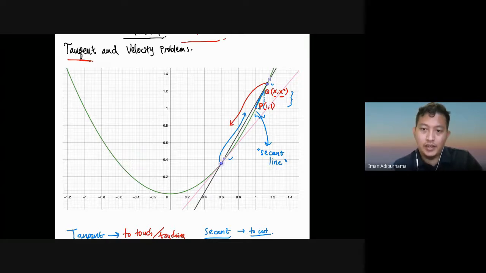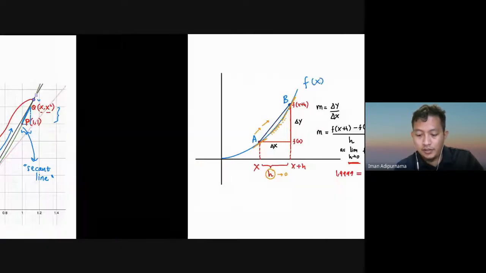X squared, I have the second line, and then I have the tangent, and I can move the tangent going around the curve. The tangent will be changing, right? It will be tangent. Okay, h is approaching 0 here.